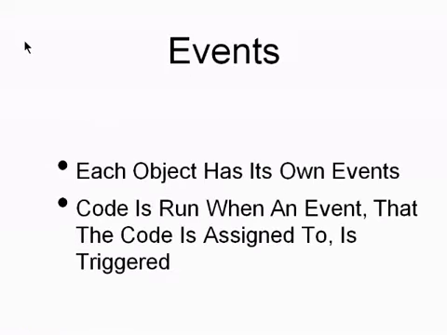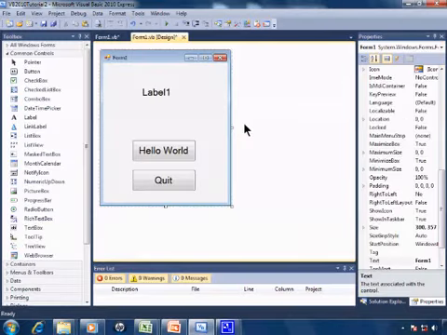Each object has its own events. The code is run when an event that the code is assigned to is triggered. This is a program that was used within Tutorial 1, and we'll just modify it to work with some more events. We have a couple of events that we already used.